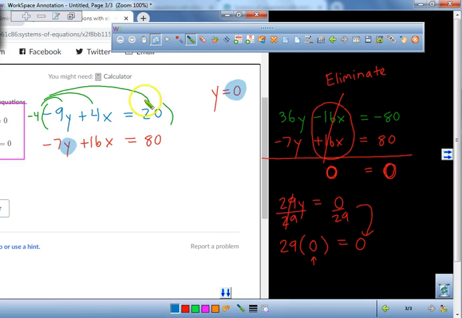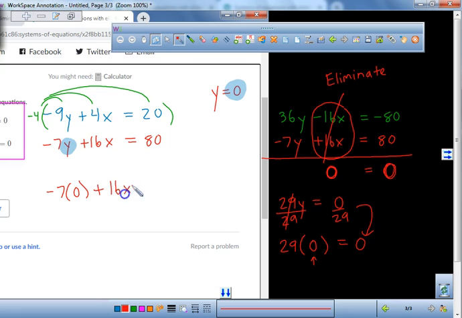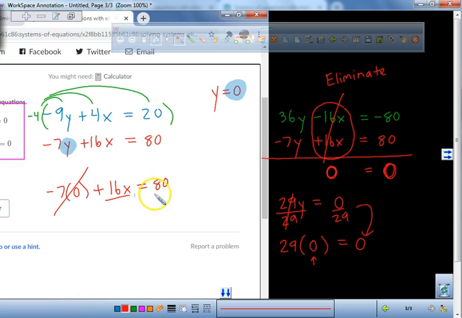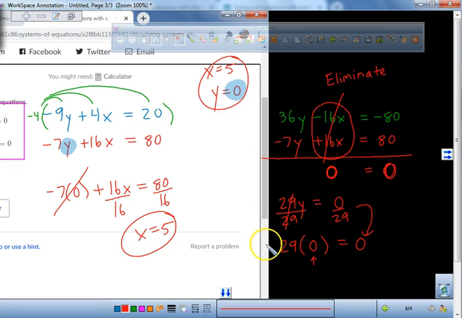What am I going to make that equal to? 0. So put negative 7, open parentheses 0, plus 16x equals 80. What happens here? That just equals a 0. What do we divide both sides by? 16, boom, x equals 5. So our x value was equal to a 5, and our y value is equal to 0.